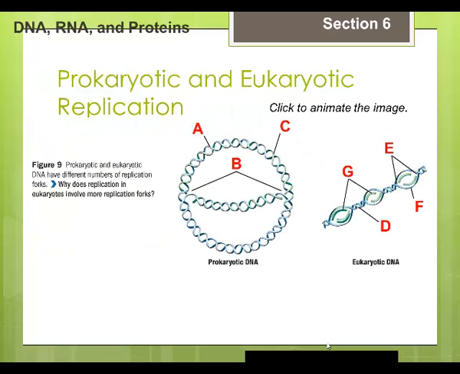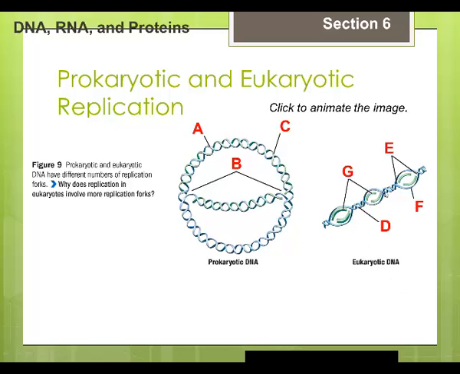So here's an example of prokaryotic and eukaryotic replication. This picture shows prokaryotic DNA. Right here we've got two replication forks where the helicase is basically unwinding in one direction. It might start over here and work this way, and eventually it'll come back to its original point of origin for the prokaryotic DNA.